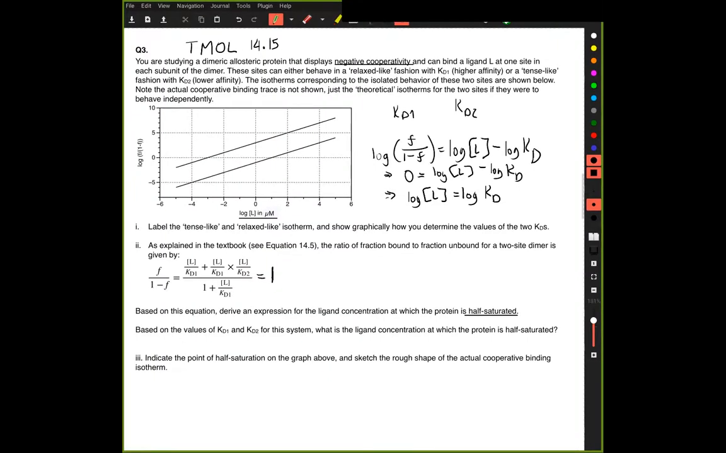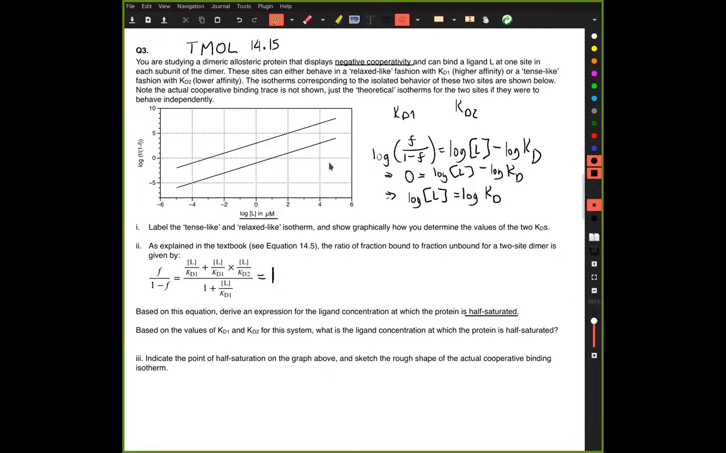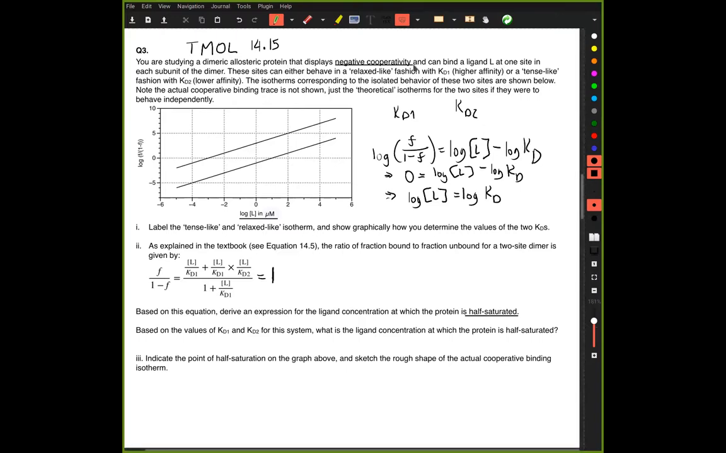All right, I'm going to start with question 3 then. Share screen. Okay, so for question 3, we're studying a dimeric protein that displays negative cooperativity, and we're asked to make some inferences from the two theoretical isotherms we're given here. Before I get started, if you want a more detailed discussion of this and the previous question's subject matter, that would be in chapter 14, section 15 of the textbook.